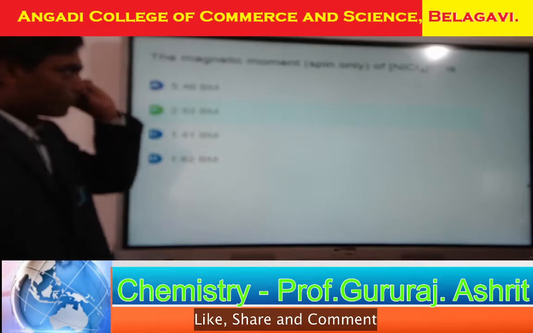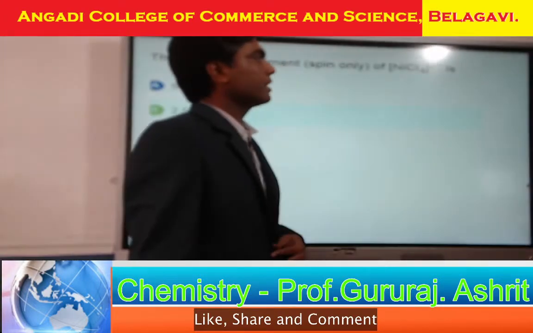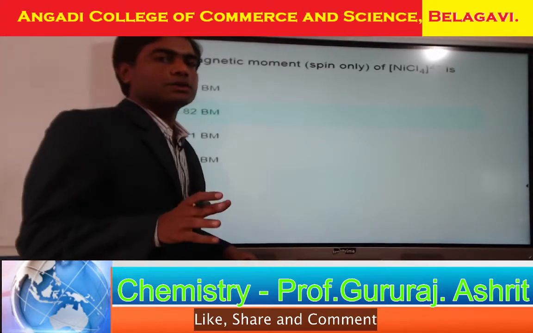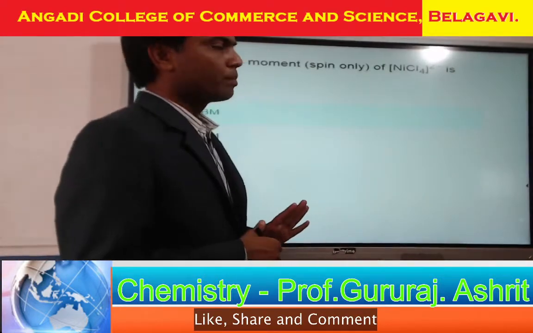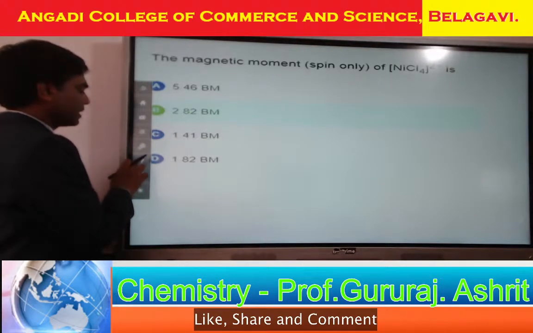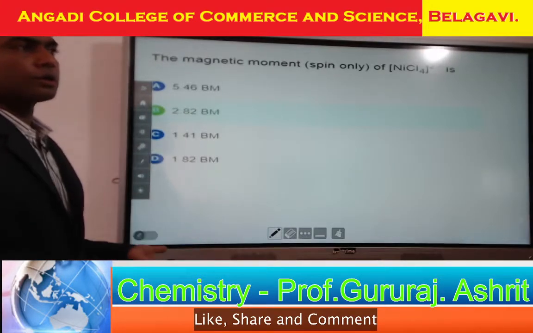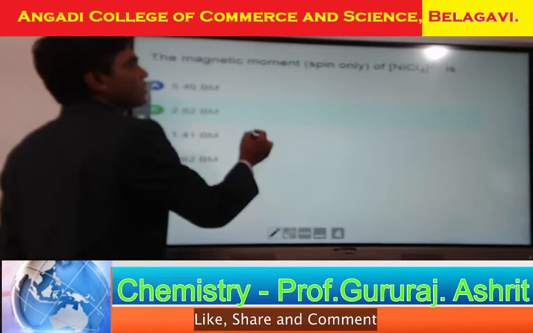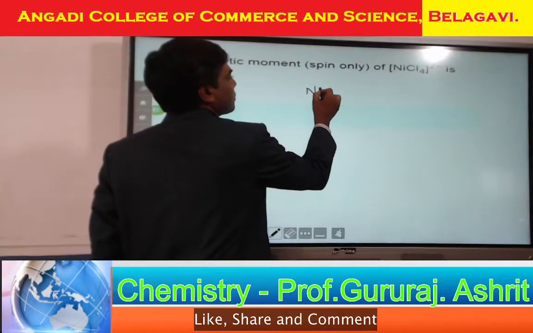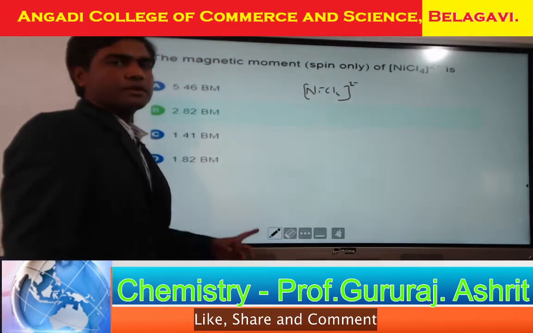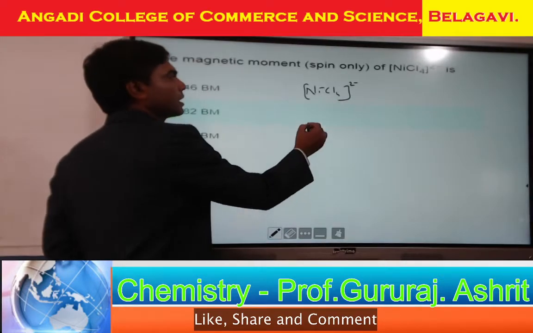The spin-only magnetic moment of NiCl4 2 minus is. In the previous class, I solved many problems with respect to magnetic moment, but in previous exam question papers they have asked at different times. So again, I am solving. Those who have not understood last class can understand about this one. See, magnetic moment of NiCl4 2 minus.